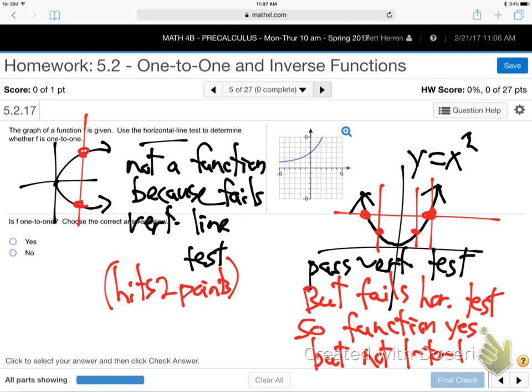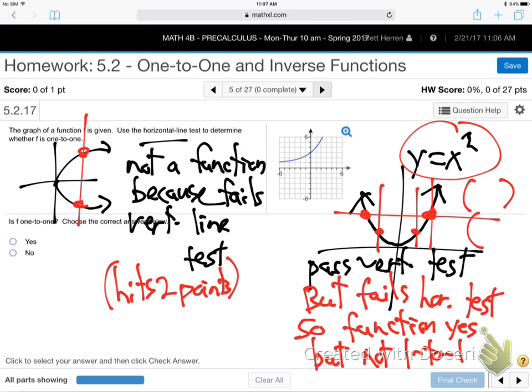So the best kind of function is the one-to-one. There's first off just being a function, and then the best kind of functions, the most useful, the easiest to manipulate, are the one-to-one functions. So y equals x squared would be a function, but not a one-to-one function because it fails the horizontal line test. You can tell some points that would not work.